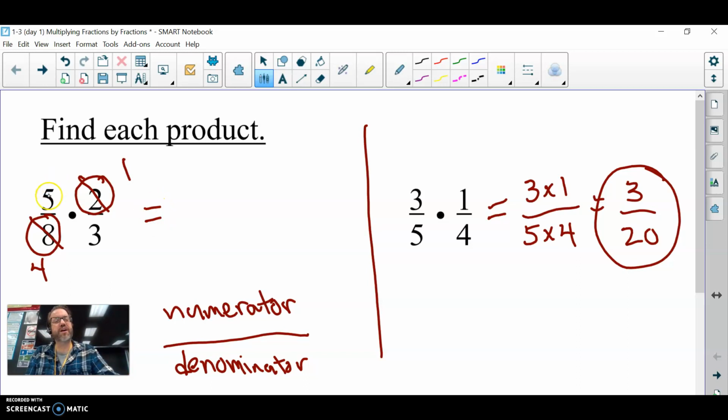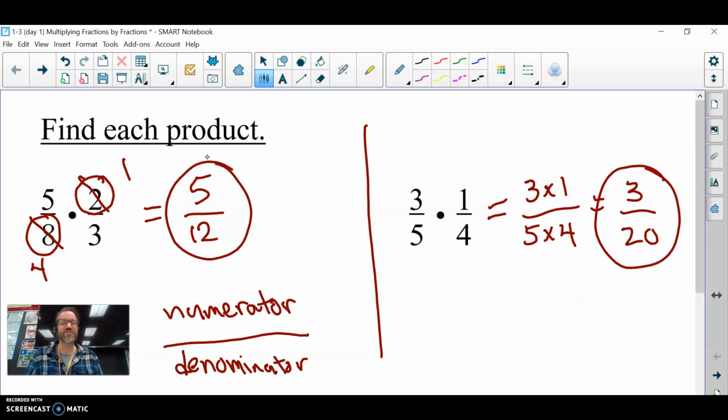So I'll just multiply now. Numerators, 5 times 1, that's 5, over 4 times 3, which is 12. That is my final answer. It is fully simplified. Okay? Now, when we did it the other way, we just multiplied 5 times 2, 10, over 8 times 3, 24. And then we simplified it. And we ended up with this same result, 5 over 12.